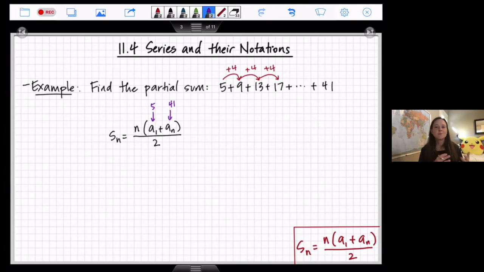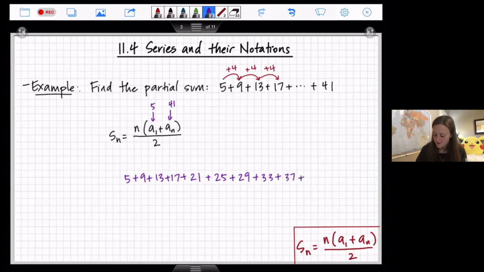n is how many terms are in your sequence, which is not obvious because I've got that ... in the middle. We need to figure that out. I could just brute force this and figure out how many terms are in the sequence. 5 plus 9 plus 13 plus 17. We're adding 4, so let's just build this. Plus 4 would give me 21, plus 4, plus 4, plus 4, plus 4, plus 4. We figured it out there. And I have 1, 2, 3, 4, 5, 6, 7, 8, 9, 10 terms. So n is equal to 10.